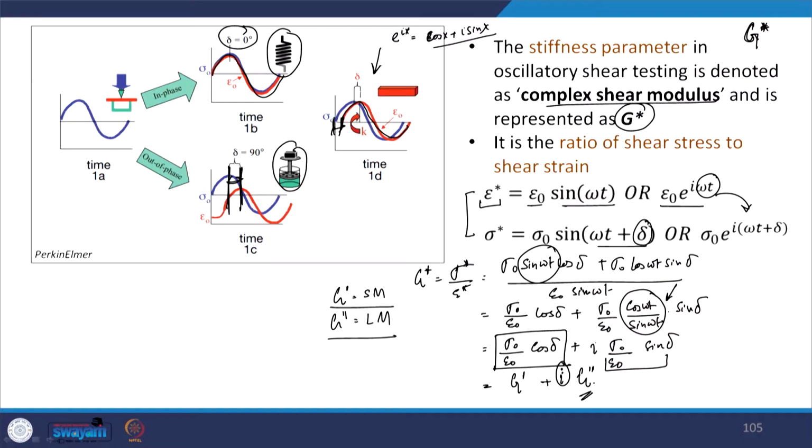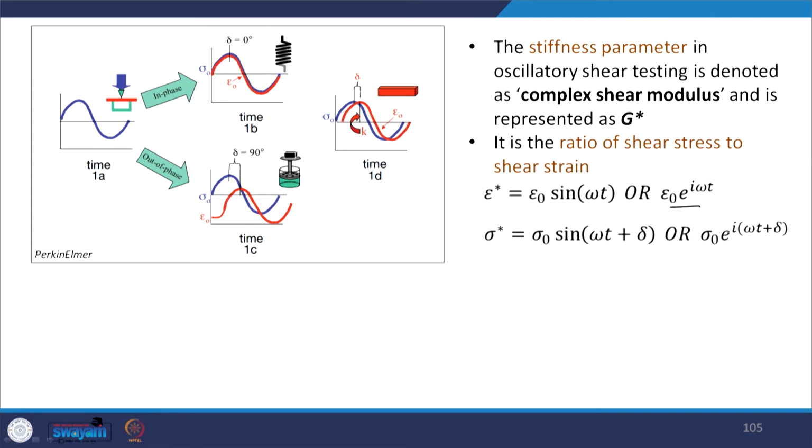So, you get this expression. Similarly, if you use the second form, you will get the same. If you use this form, it is again G star equal to sigma star by epsilon star.